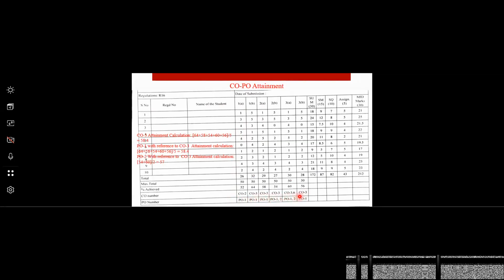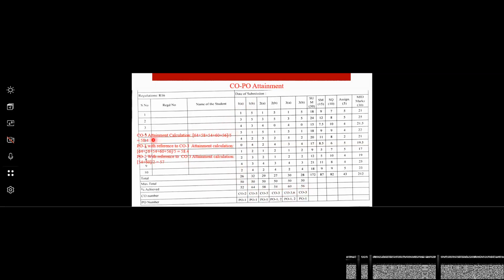No, sorry, 1B, 2B, 3A, 3B. Okay. See, in the red color, I have calculated the attainment of CO3. CO3 attainment calculation. That is, CO3 is there in only 1B. What is the percentage achieved? It is 64. And then 58. And then 54. And then 60. And then 56. How many are there? By 5. So the CO attainment percentage is 58.4%.